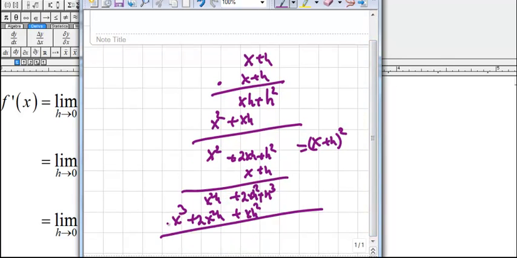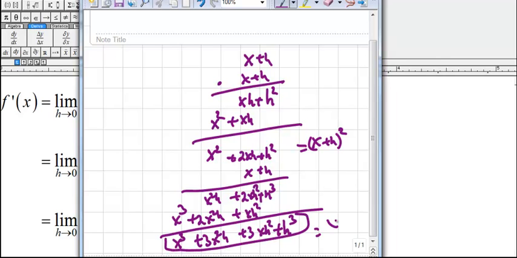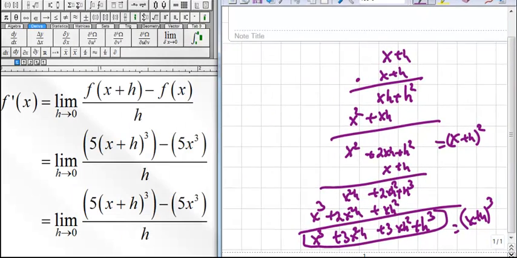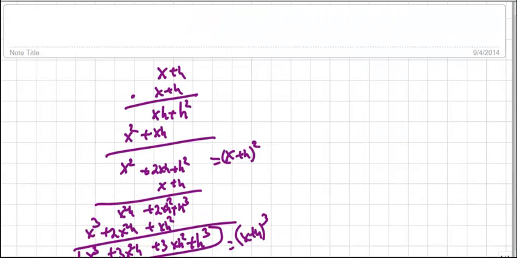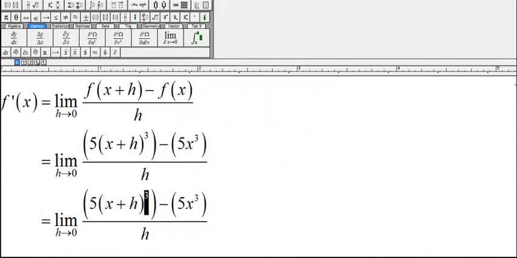So we add those together. Notice we do get an x cubed and we do get an h cubed, but this time we get two middle terms, 3x squared h and 3xh squared. Okay, so that is (x plus h) cubed. So let's put that in here.